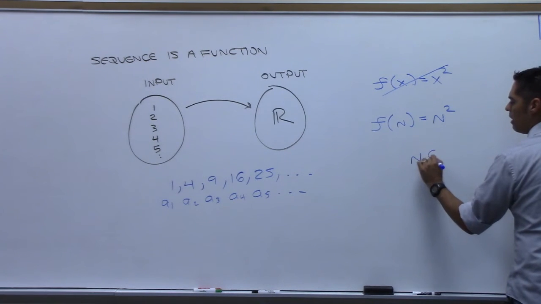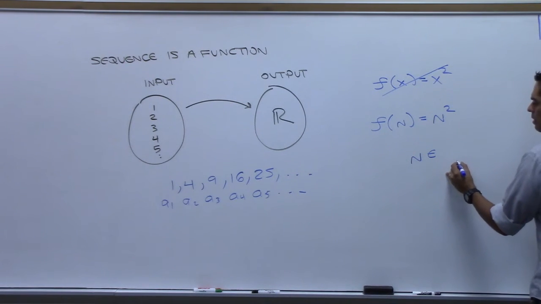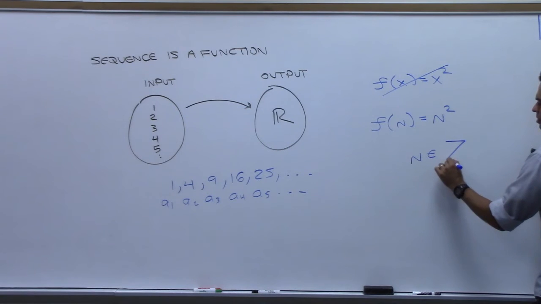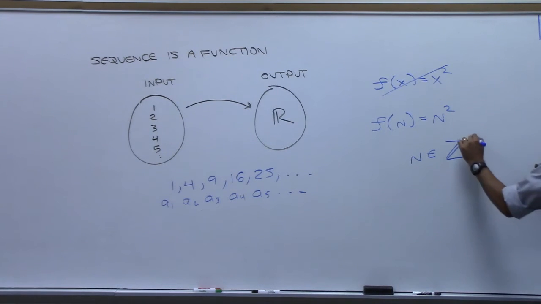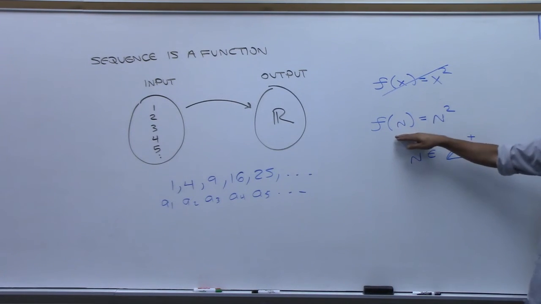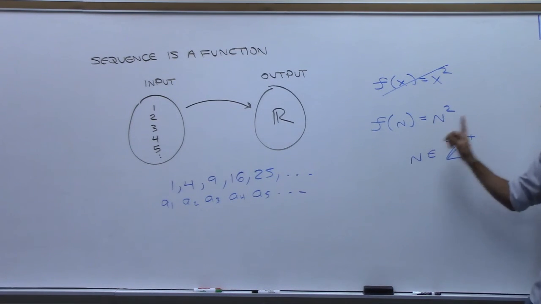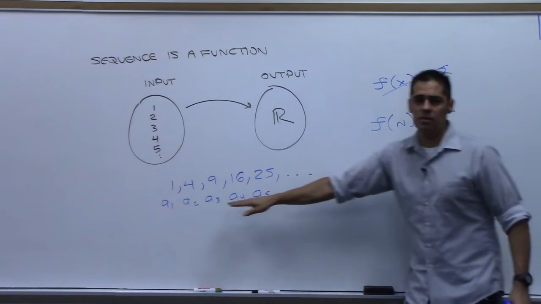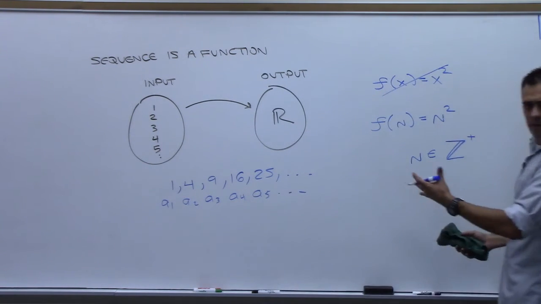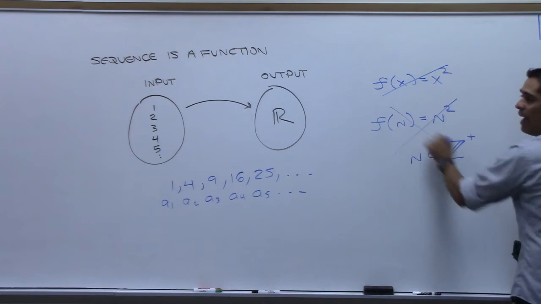n is an element of, how do we say integers? Integers is a double-struck Z. And how do I say positive integers? A little plus on top. So I could write that, and that would tell everyone it's your standard x squared function, but you're only allowed to plug in positive integers. And wouldn't this create this list? Understand? We still don't like that.